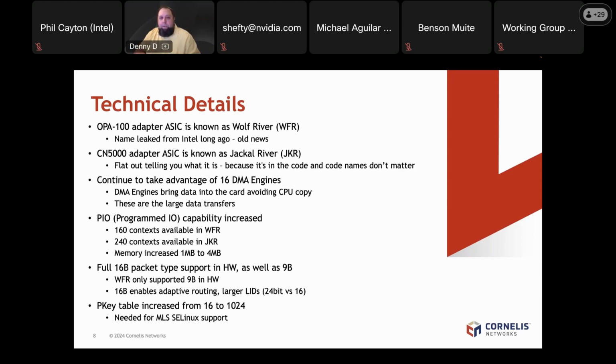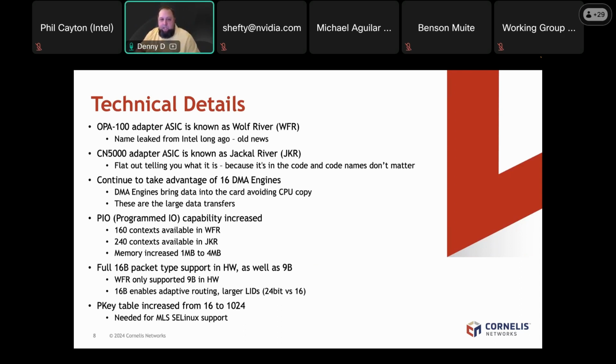We have 160 send contexts in Wolf River. We have increased that to 240 send contexts for Jackal River. The amount of memory for PIO has quadrupled from 1 to 4 megabytes. And the same thing goes for receive. There are 160 receive contexts in Wolf River, 240 receive contexts in Jackal River.